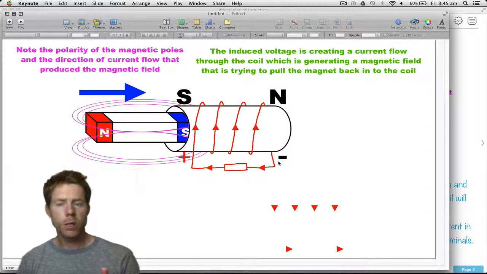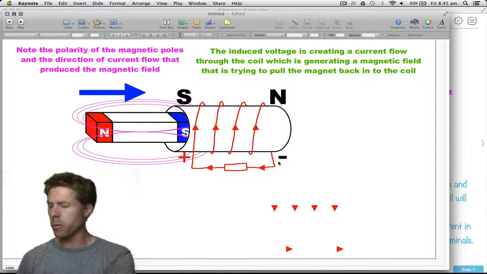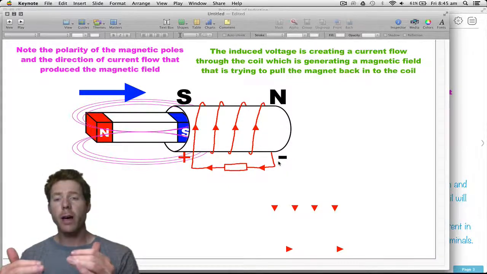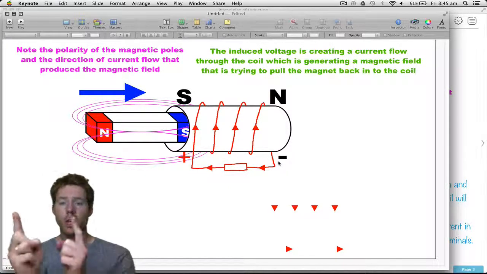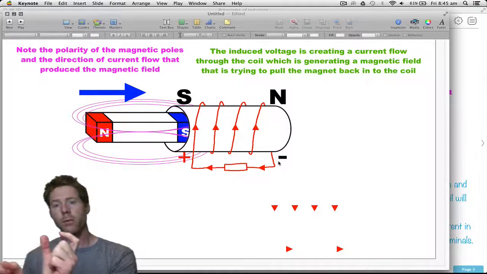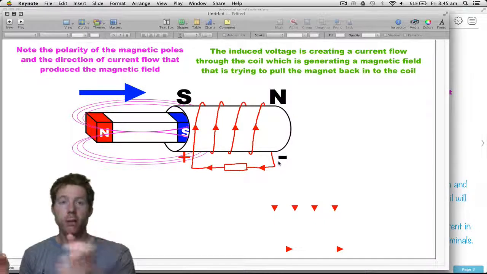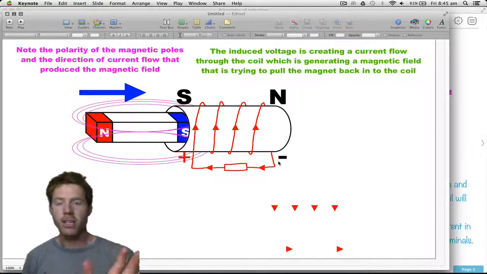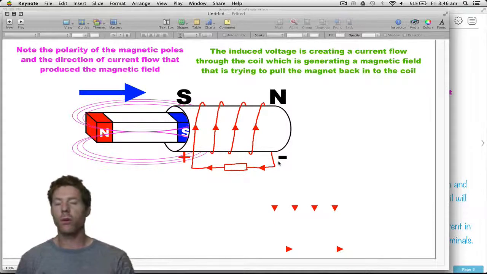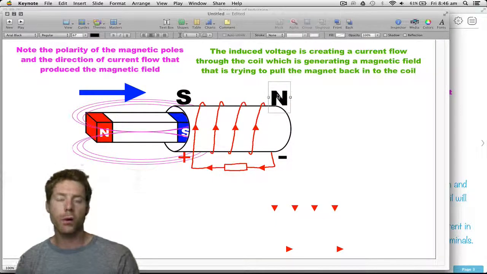Lenz's law tells us that the polarity, the north and south of this electromagnet, is going to be such that it's trying to oppose that magnet, whatever it's trying to do. If the magnet's trying to come in, this electromagnet is going to try and push it out. If we started with the magnet inside and we're trying to pull it out, the electromagnet's going to try and pull it back in. It doesn't like change. It's always trying to bring it back to where it was. So that's how we worked out that the South Pole shows up here, and of course the North Pole would have to be the other end.